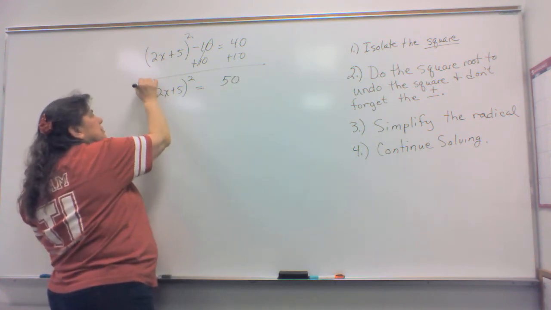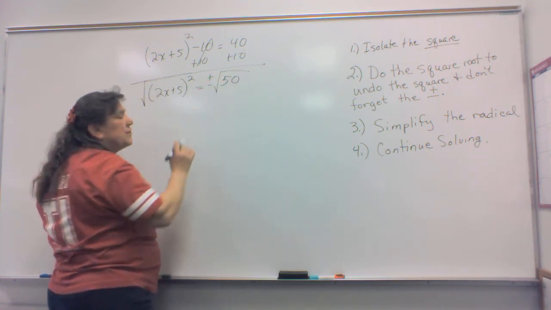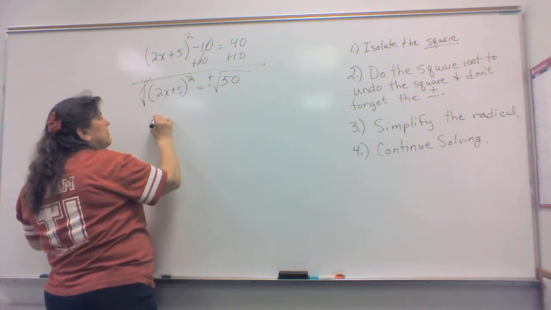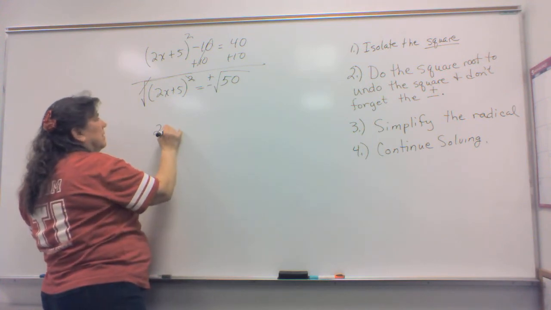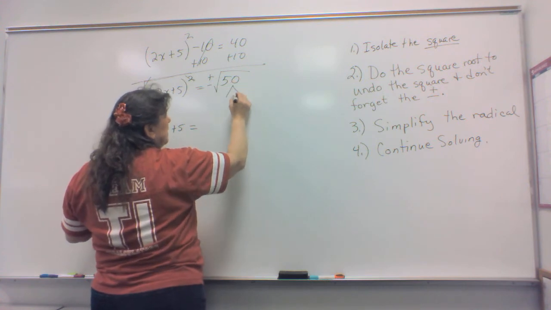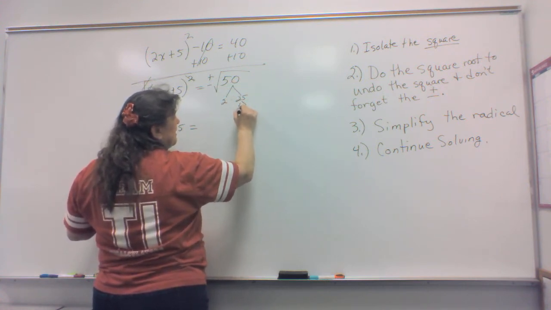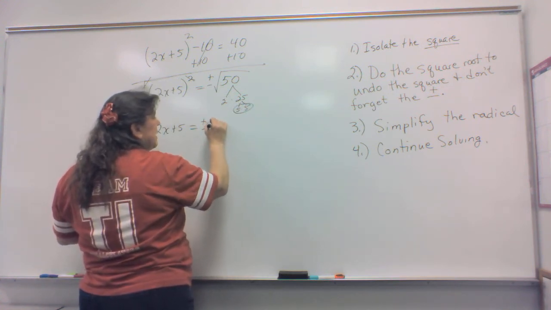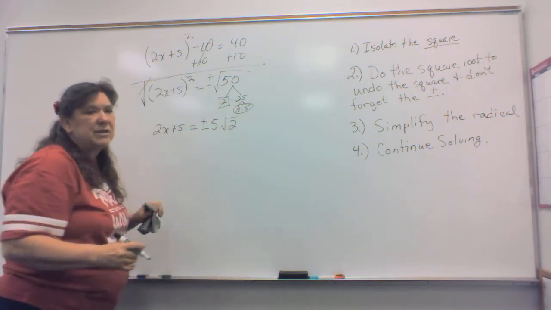Now undo your square by taking the square root and do the same to both sides, and don't forget your plus or minus. This undoes my square, leaving me with 2x plus 5 is equal to, the square root of 50 is going to be 2 times 25. There's your 5 times 5. So this is plus or minus 5 square root of 2, because that's what's all alone and left inside the house.